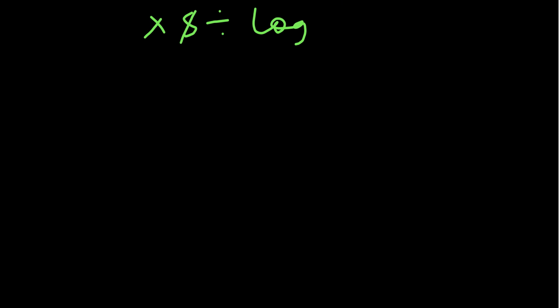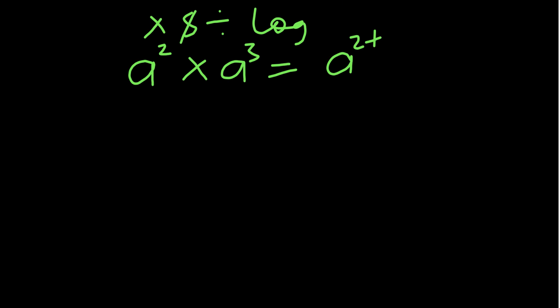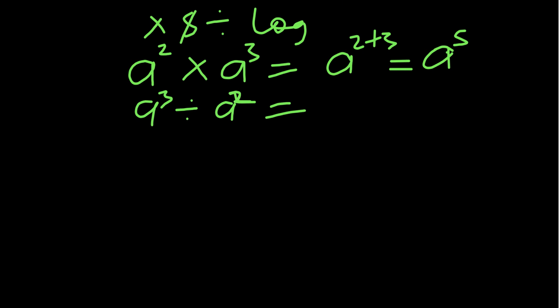In the law of indices, we talked about how, when numbers have the same base and are multiplying each other, you simply add up their indices, and this will give you a raised to the power of 5. Let's say you want to divide them. We said you have to subtract their indices, and it will give you a raised to the power of 1.